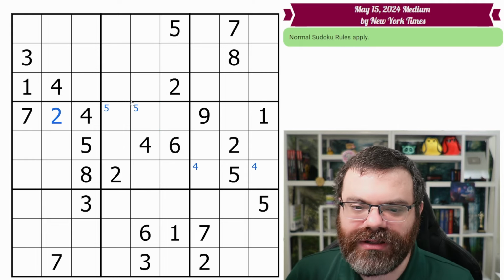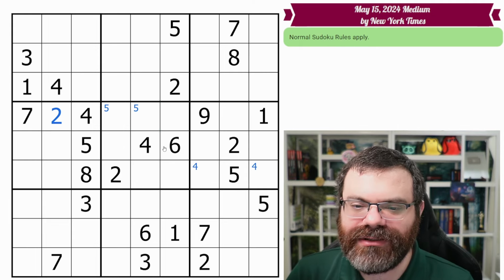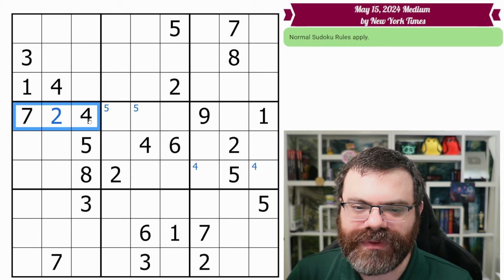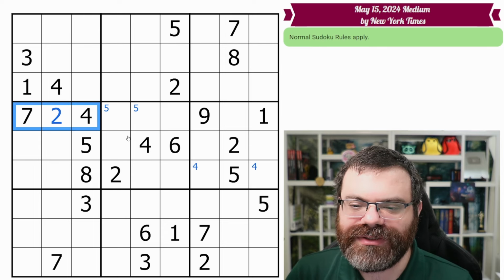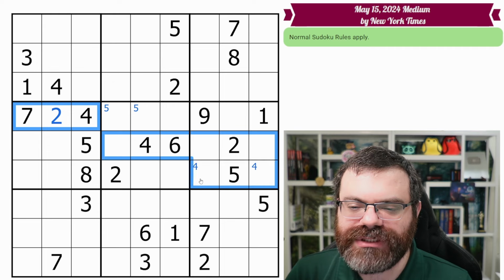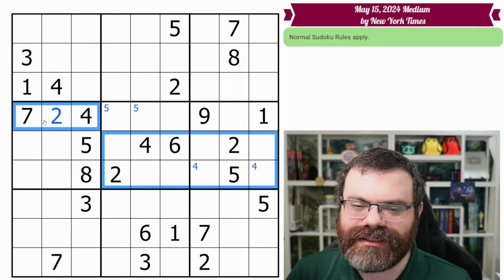All right, so that is all of the repeated digits. What's the next thing to look for? A filled box row. So this box row is filled. What we want to do is look at the 2 rows it's not in and the 2 boxes it's not in.